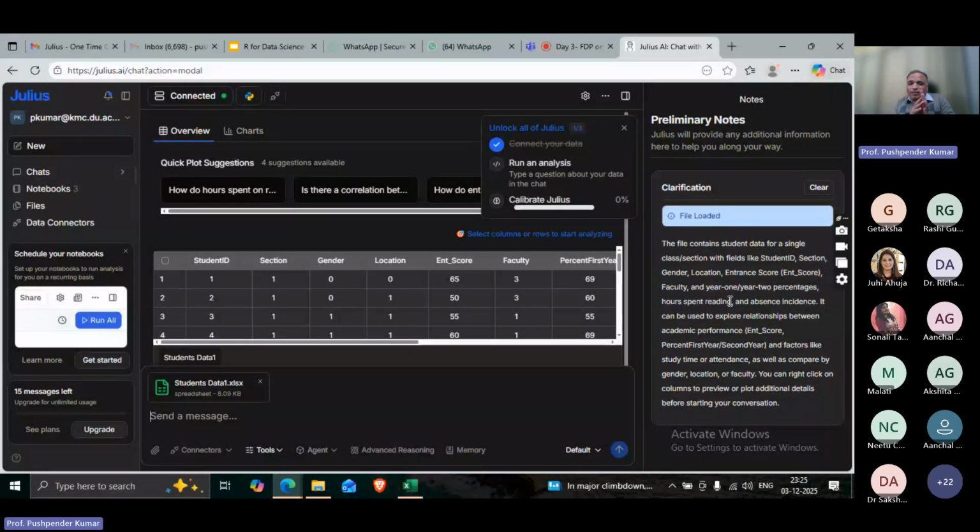No, I haven't told anything to this. This is giving me advice on what I can do, right? It is giving me a kind of advice: explore the relationship between academic performance and percentage, and factors like study time or attendance, as well as compare by gender, location, and faculty. You can right-click on the column preview or plot for additional detail. So now you see, this is the beauty of this. Are you with me, everybody?